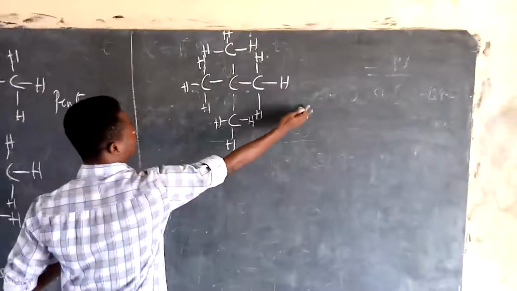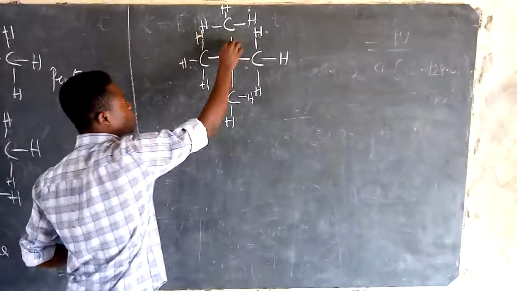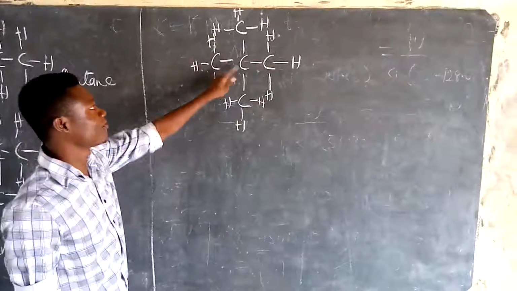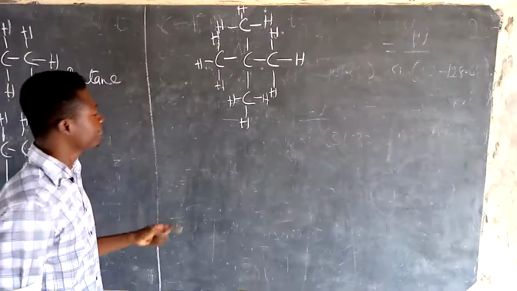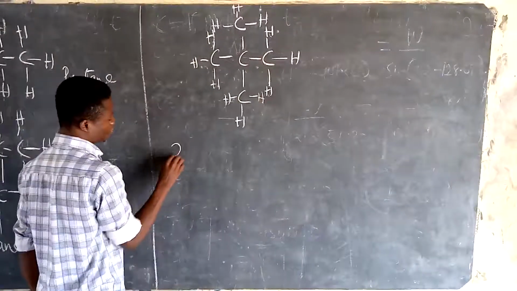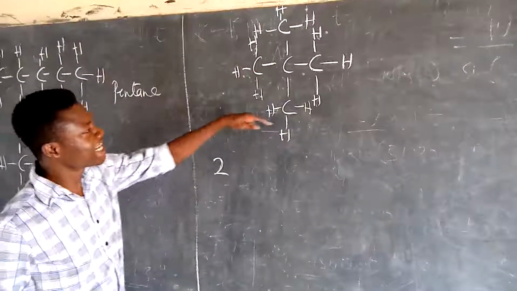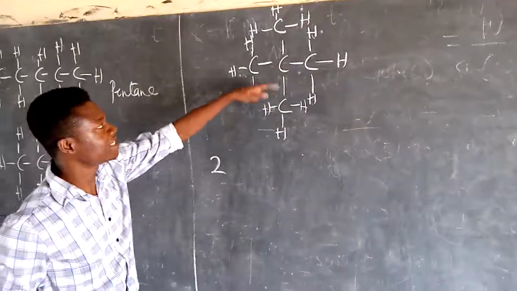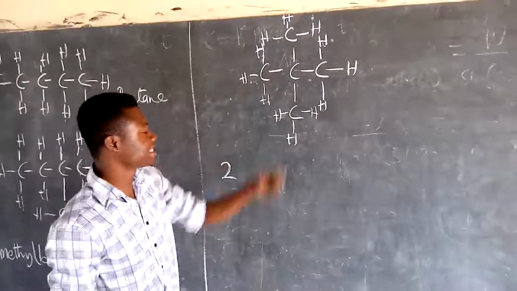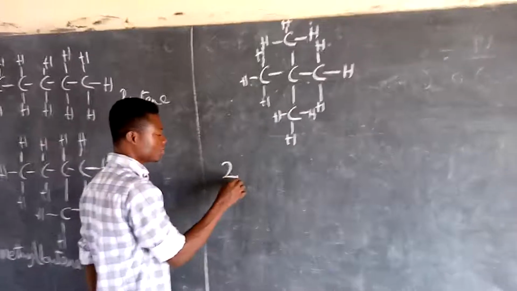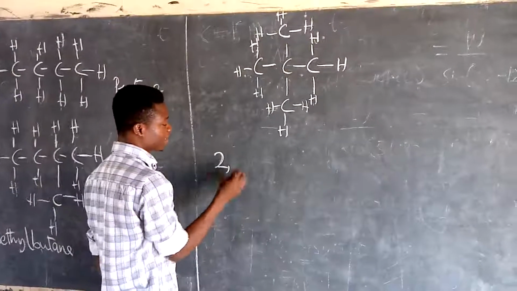Counting from the right to the left, the branch compounds are formed on the second carbon. From the left to the right, they are formed on the second carbon. Therefore, the name becomes 2. You write 2 first, and consider how many branch compounds there are. There are 2. One methyl here, another methyl also here. They are all formed on the second carbon. So say 2, and you bring a comma because there are 2 branch compounds.